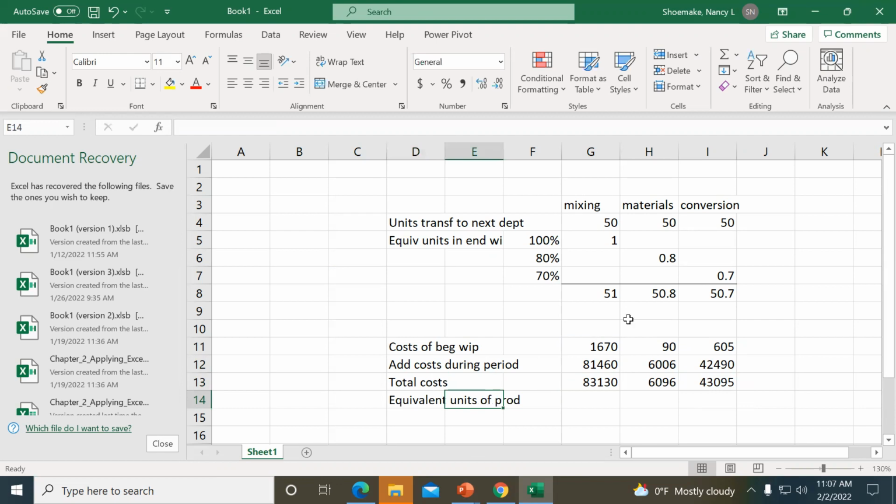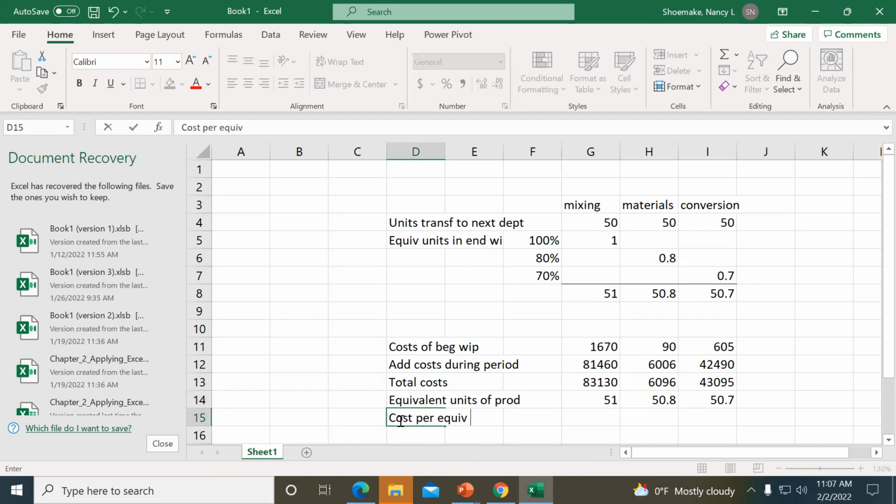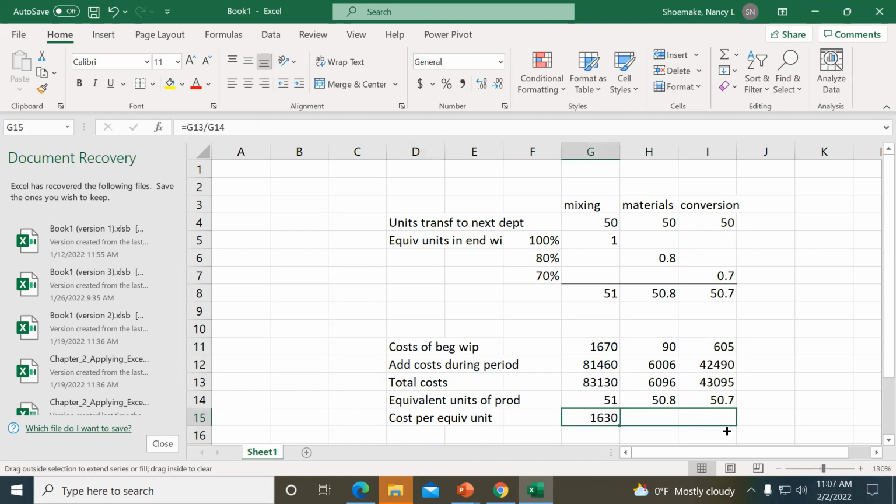Our equivalent units of production is from up here. Right? And then cost per equivalent unit. Wouldn't it be this divided by that? Okay. Does that make sense? I'll keep it up here so you can write it down.